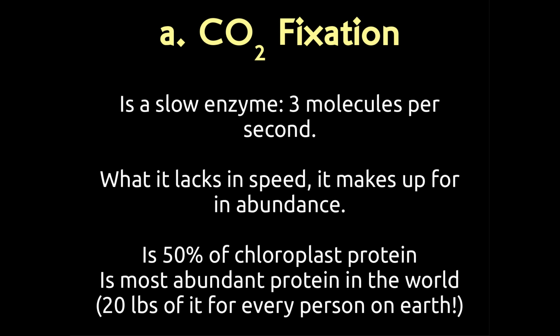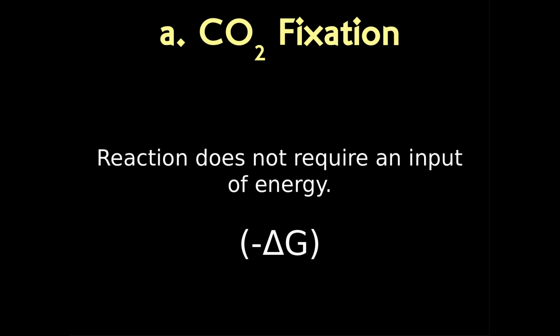There are a lot of plants out there, and a lot of them are performing photosynthesis. In each of those, half of the chloroplast protein is RuBisco, which means that there is a whole bunch of this protein on Earth. There's about 20 pounds of RuBisco in the world for every person on Earth. That is a lot, especially for one single enzyme.